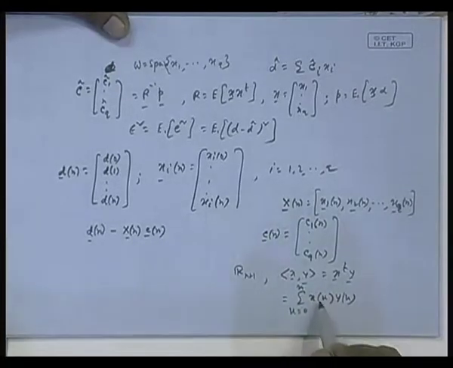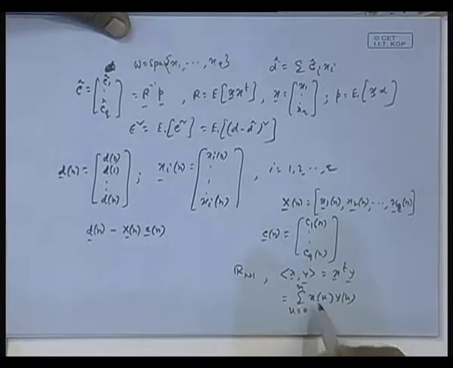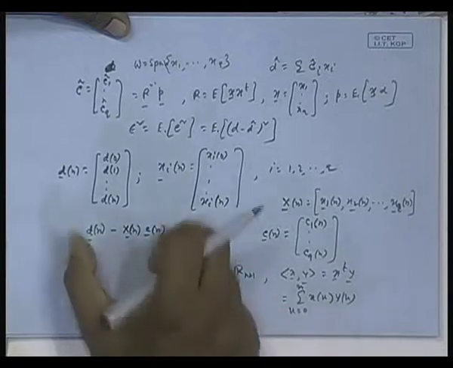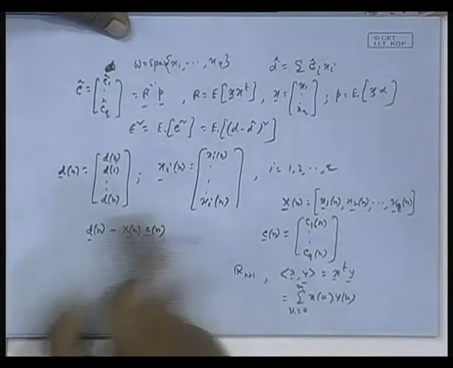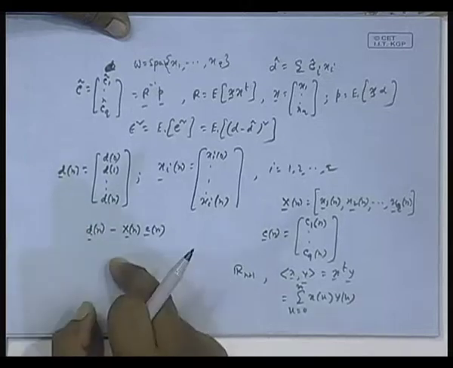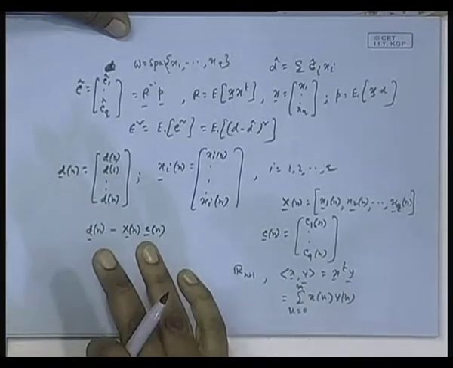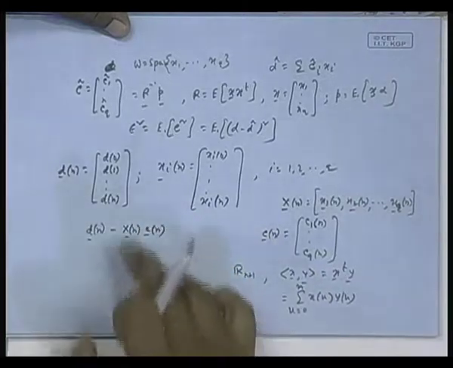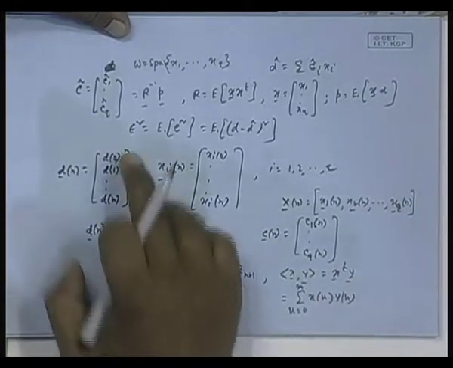Okay, so variance is the sum over k from 0 to n of x squared k. That means x squared 0, x squared 1, x squared 2, like that. Similarly, if I take the error, this error at the 0th index squared, the error at the 1st index squared, add all of them, that is the net error. If you divide by the total number of terms, n plus 1, that will be a good estimate of epsilon square.